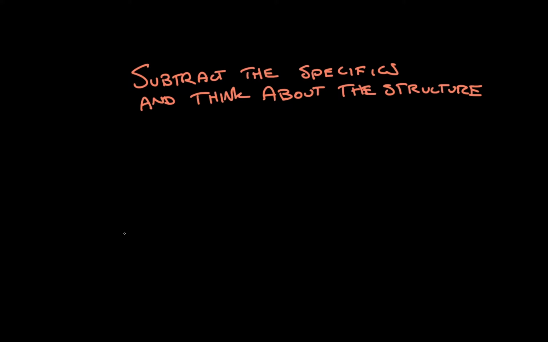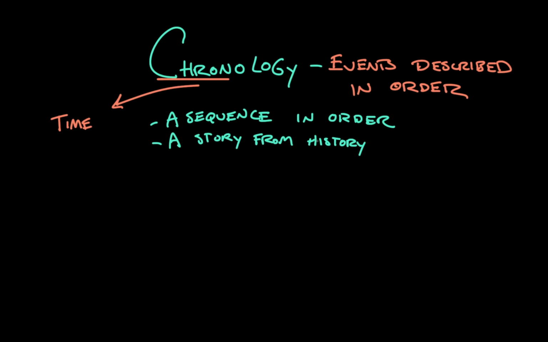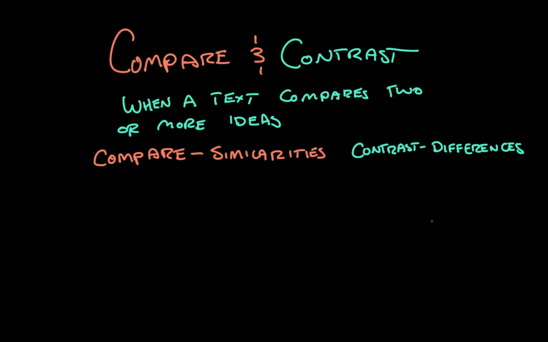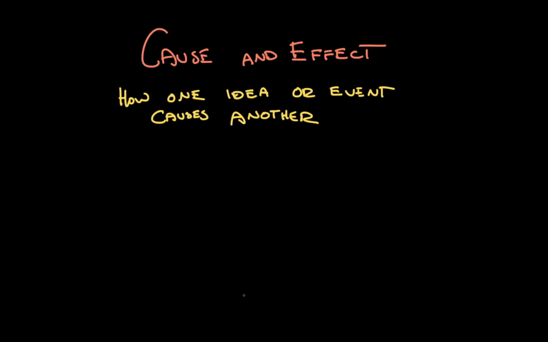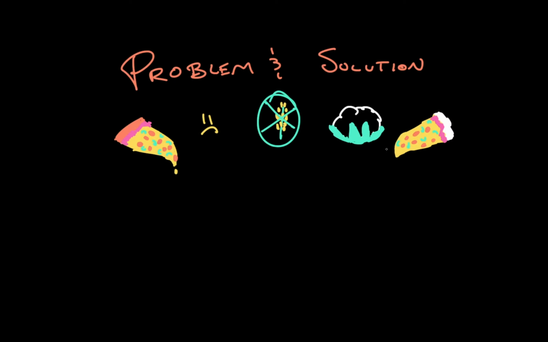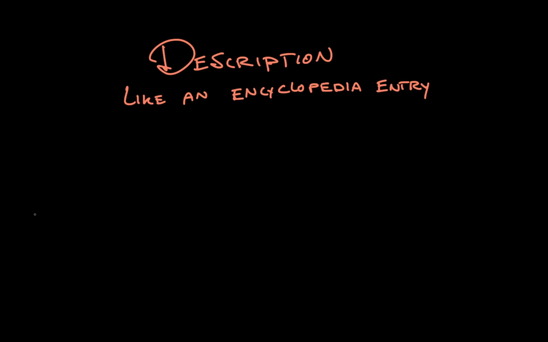So is the text structured like a recipe or the history of pizza? If so, it's chronology. Is it comparing two kinds of pizza? Well, then it's a compare and contrast. Does it explain how a good report card led to a pizza dinner? It's cause and effect. Does it describe a pizza problem and how it was solved in a pizza way? Well, that's a problem-solution structure. And finally, does it straightforwardly describe what a pizza is without a detailed chronology, comparison, or problem? Because if so, that's a description.